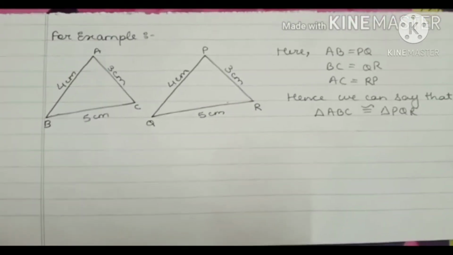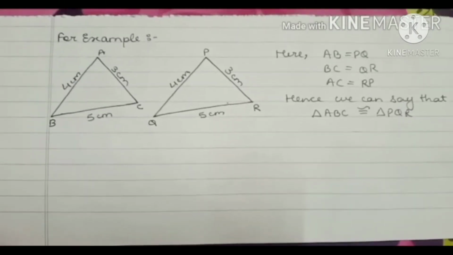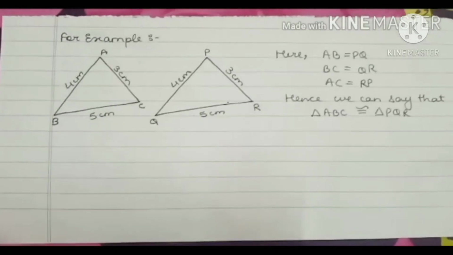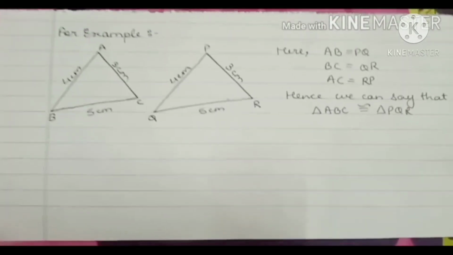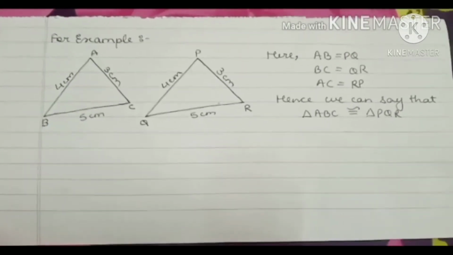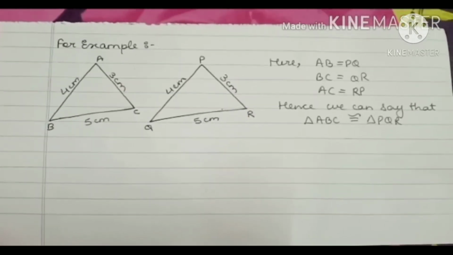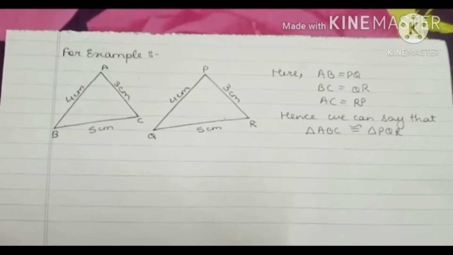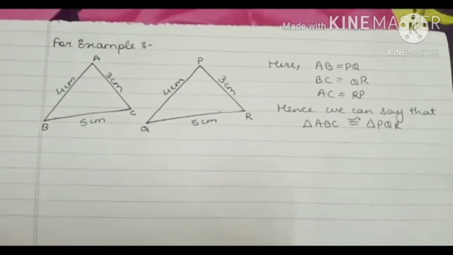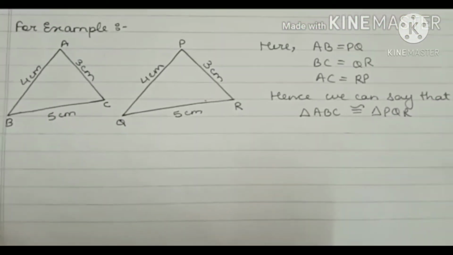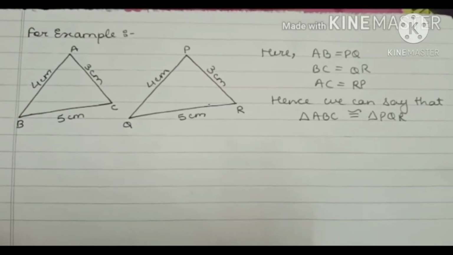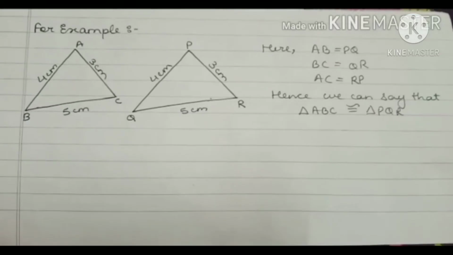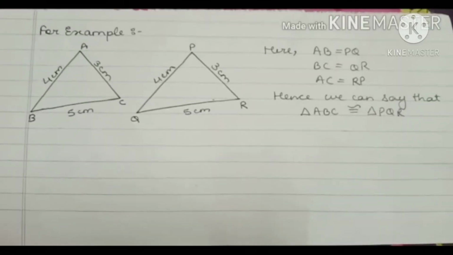Now let us see one example. Here triangle ABC can be said to be congruent to triangle PQR as AB, that is 4 cm, and PQ is also 4 cm, BC is 5 cm and QR is also 5 cm. AC and PR both are 3 cm. So we can say AB is equal to PQ, BC is equal to QR, AC is equal to RP. Hence we can say that triangle ABC is congruent to triangle PQR.